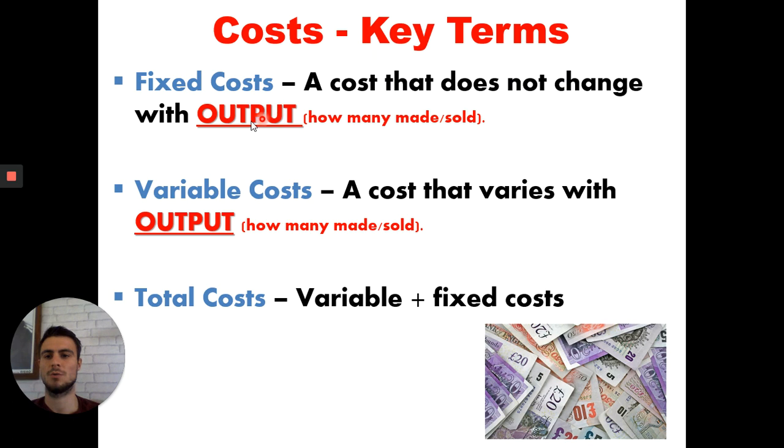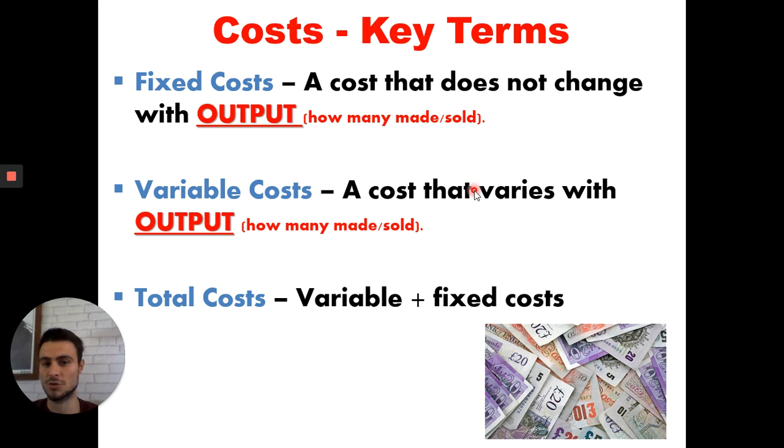Do not change with output. So, output is how many we make or how many we sell. So, if we make 1 hat or 100 hats, our rent in the property we use will not change. So if the rent is £500 a month, whether we make 1 hat or sell 1 hat, or we make 1,000,000 hats and sell 1,000,000 hats, the rent will still stay the same because a fixed cost does not change.